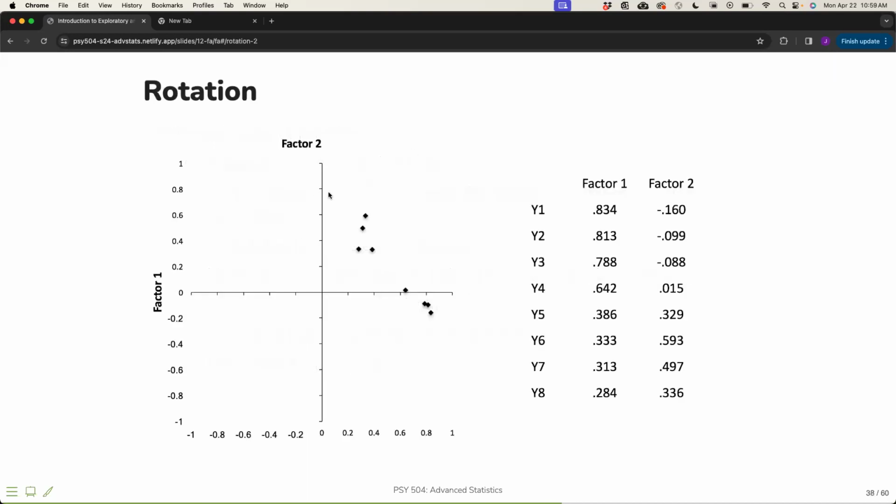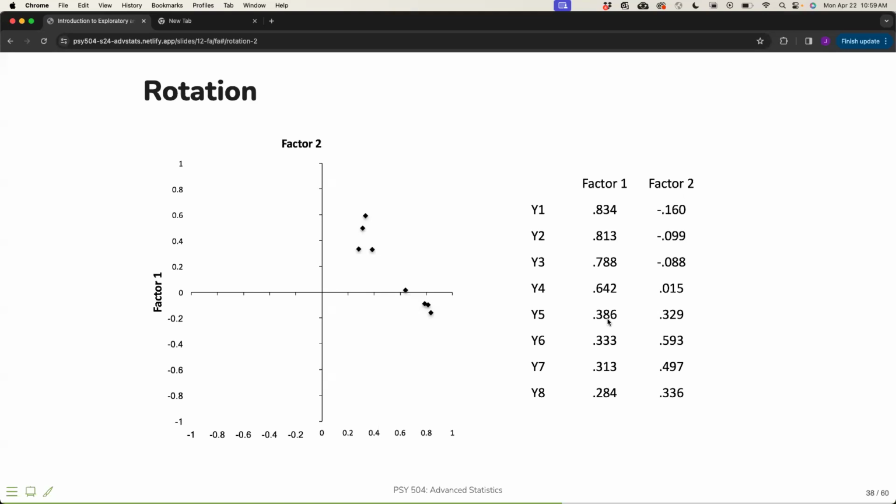To highlight this, I want to use a really simple example, looking at just two factors. I've plotted them in factor space, where we have factor 1 on the horizontal axis and factor 2 on the vertical axis. These diamonds represent the loadings for each item. The loadings represent the correlation between that item and the factor. What we see here is that the first 4 items load pretty highly on factor 1 and pretty low on factor 2. So that's good. But let's look at items 5 through 8 here.